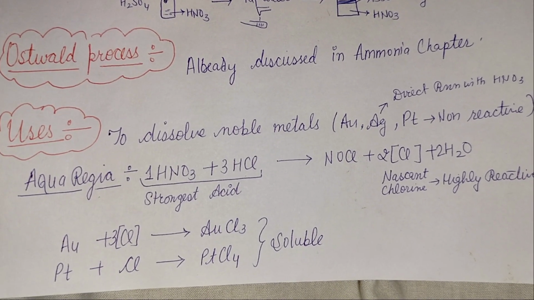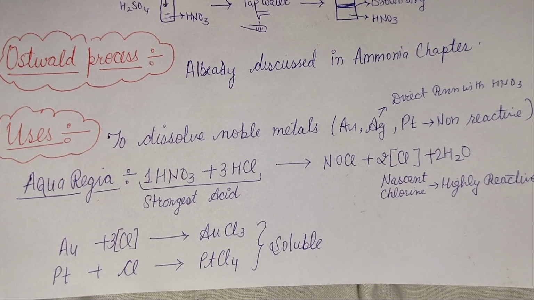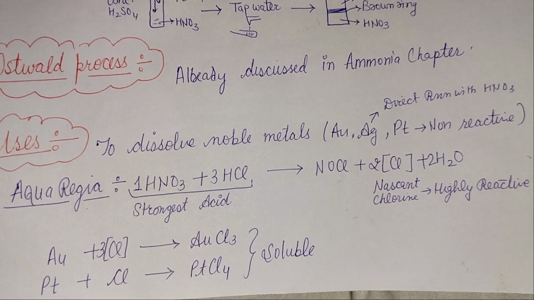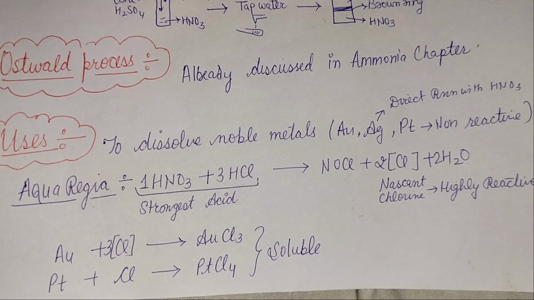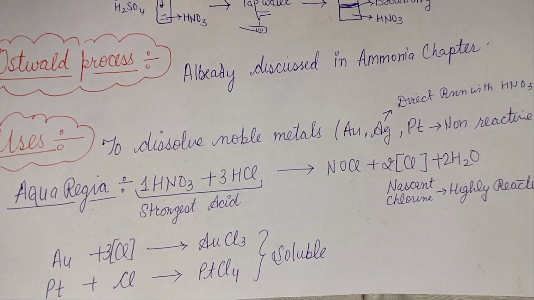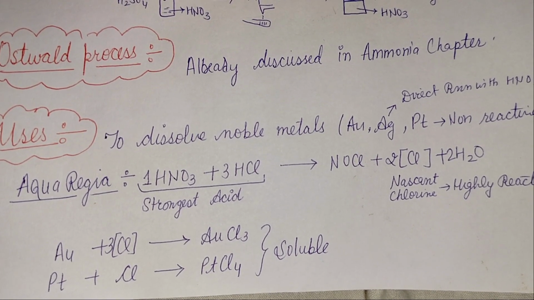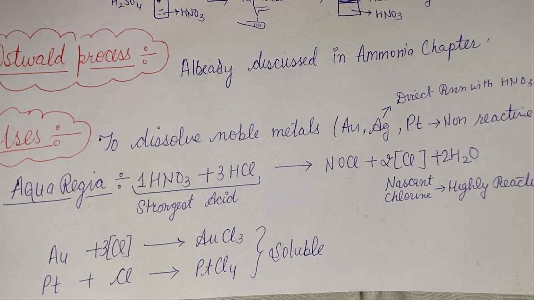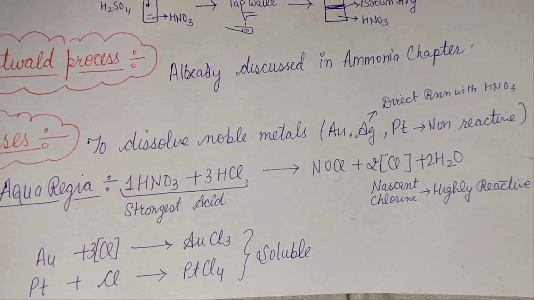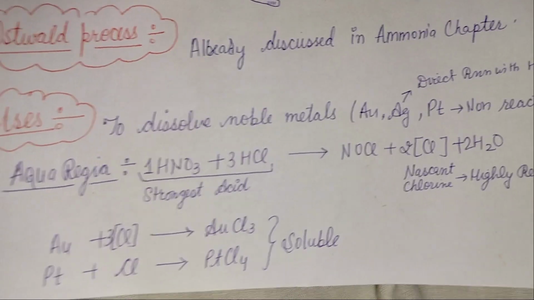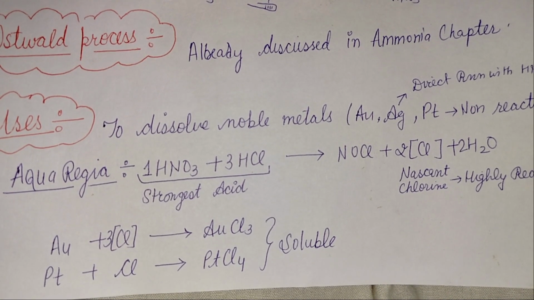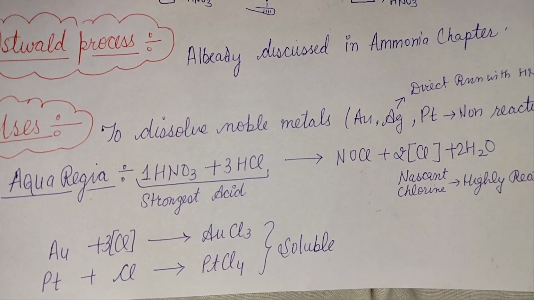Then directly come to the uses: to dissolve noble metals. A very important use of nitric acid is that it will dissolve noble metals, which are very non-reactive, such as silver, gold and platinum. But silver directly reacts with HNO3. In case of gold and platinum, we use Aqua Regia, which is a very strong acid. Here the ratio is 1:3 of acids. It will give us nascent chlorine, which is highly reactive, and this nascent chlorine will react with these noble metals and lead to the formation of AuCl3 and PtCl4, which are very soluble.